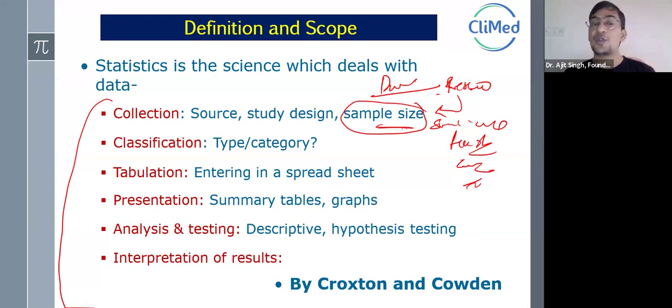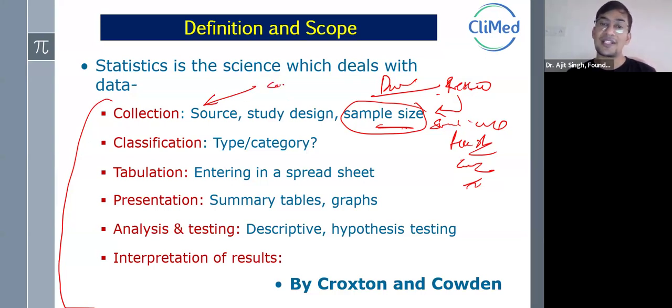Maybe when you are working with patients in hospitals, you need a sample size, the number of participants which will be enough to do a research. That is called sample size. So based on the sample size you will collect the data, and you will collect it from the source.